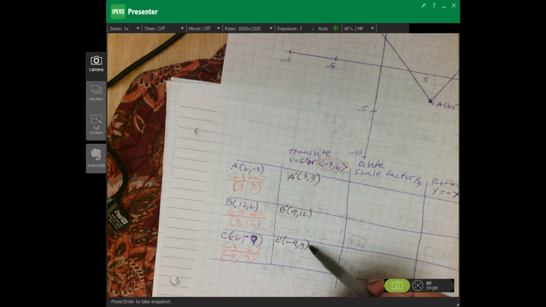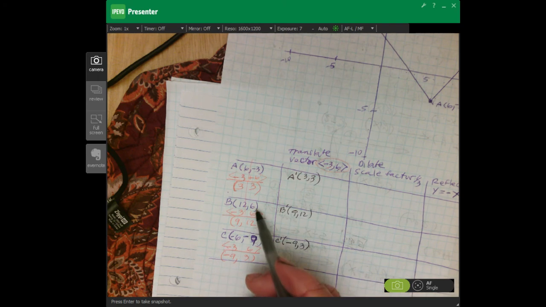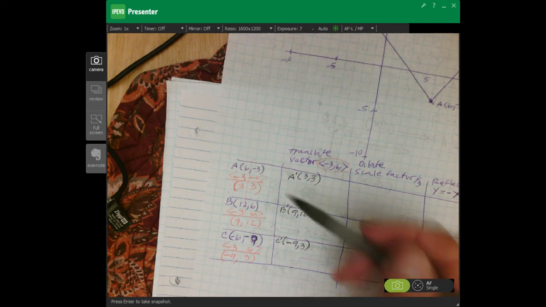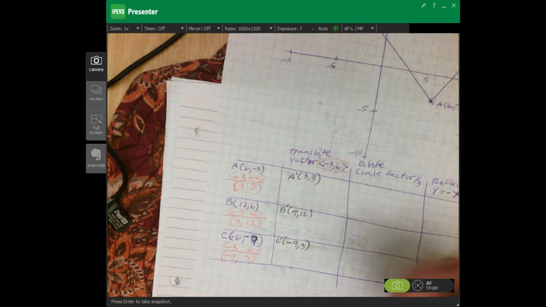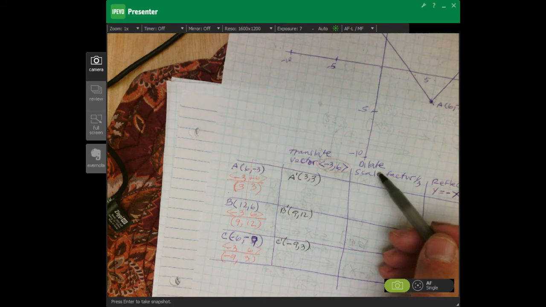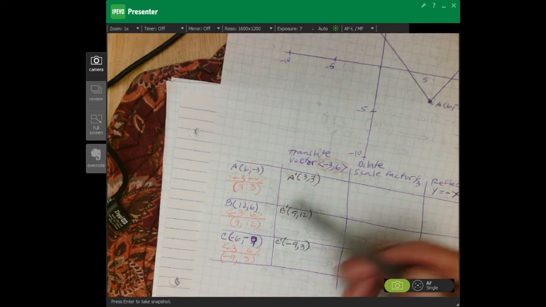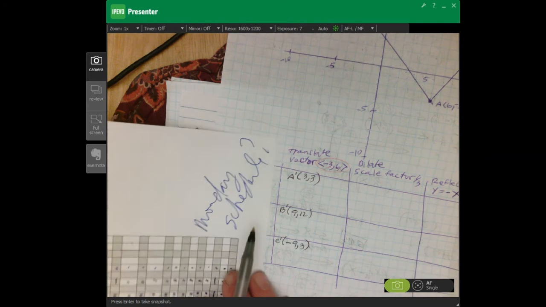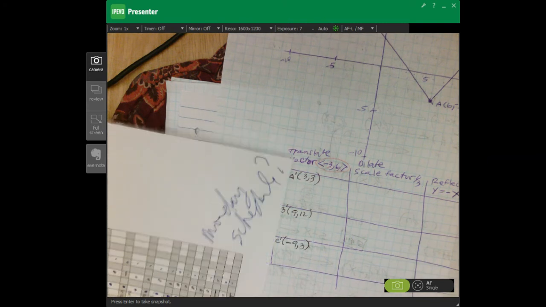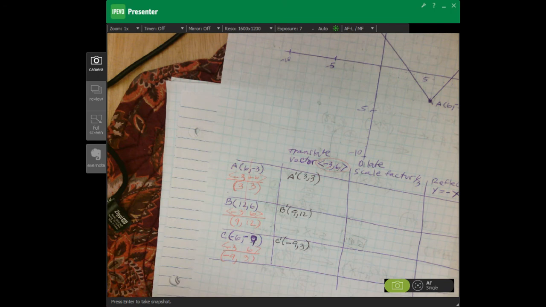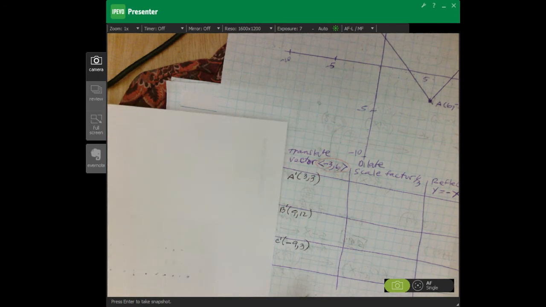Now you're done with the first step. So the next thing you should do is, when you're doing these, if you're careless or you're not careful enough, it's very easy to get confused and accidentally use the wrong points. So we're going to go to the next one, which is dilate, and we're going to dilate by a scale factor of 1/3. To avoid accidentally using these, I'm going to just remove it. There we go.